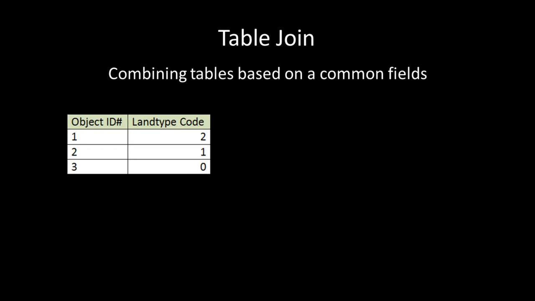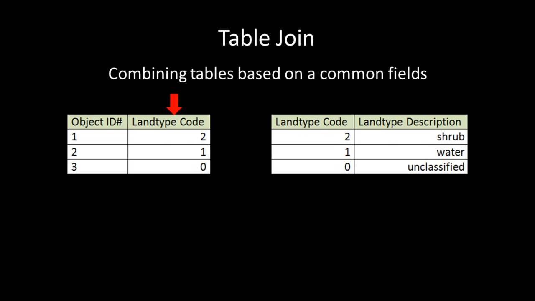For example, imagine that you have two tables related to land type. The first table contains the geographic features of land type polygons. The land type category in this table is referenced by a code. The second table contains the textual description of the categories and the land type code. Thus, the two tables share the land type code field in common. This will allow the two tables to be joined to one another.